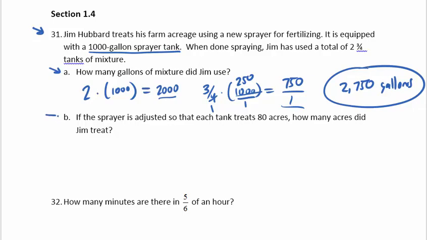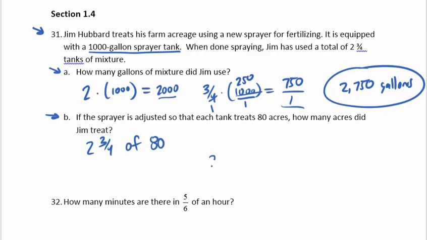All right, let's take a look at B. If the sprayer is adjusted so that each tank treats 80 acres, how many acres did Jim treat? So every time he sprays a tank, he treats 80 acres. So we want to know how much he treated if he did 2 3/4 tanks. Well, that's really almost the same problem we just got done doing. We want to take 2 3/4 now, not of 1,000, but of 80. And I think the way to do that is the way we just got done doing that.